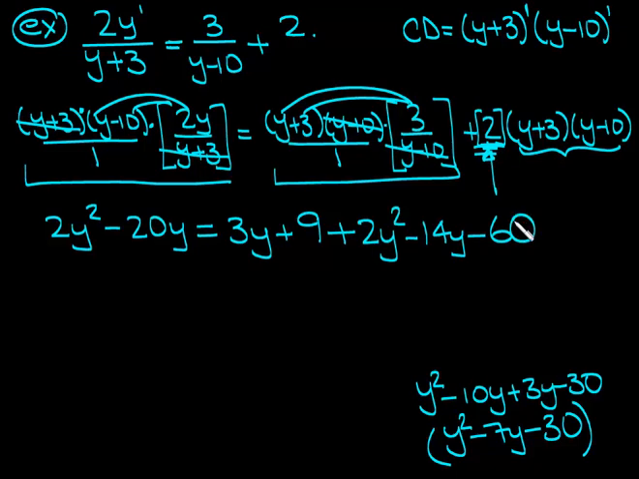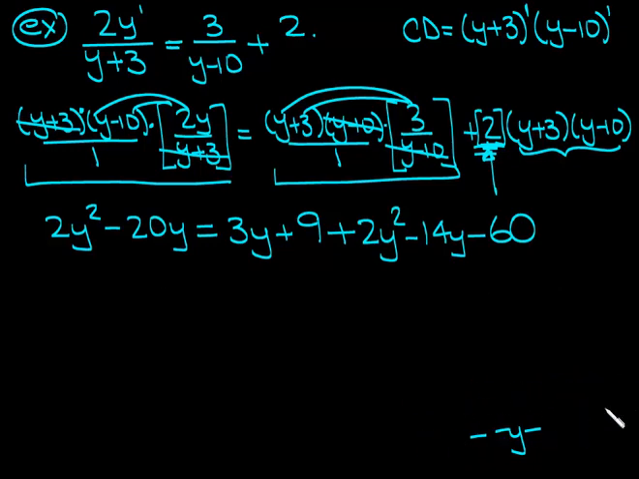minus 60. Always do your multiplication and things like that on the side so you don't clutter your problem and make a mess out of it and end up making mistakes. The key thing now we have, if you notice, is no more fractions. Okay, so let's go ahead and solve this.